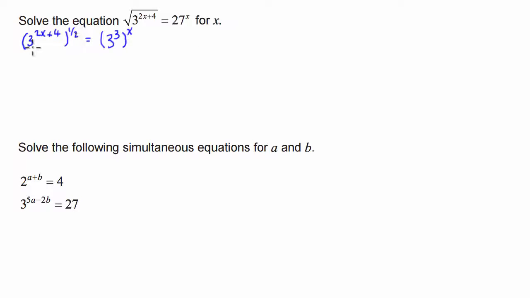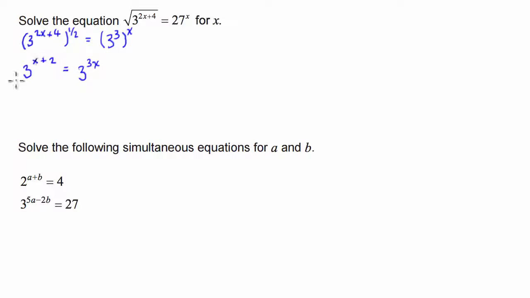Now what we do is we use the distributive law here. We're going to multiply into the bracket, so we're going to be left with 3 to the power of 2x times a half, which is just x, plus 4 times a half, which is 2. And we have 3 times x, which is 3x. Cool. So now we have the bases that are the same. This is quite simple from here.